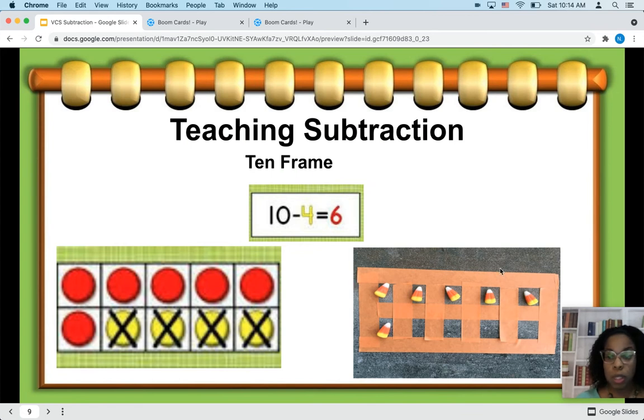You can also use tape on a table or desk or potentially a floor to create a 10 frame. In this case, we're using food items, so it would typically be on the desk or table. And here we had 10 candy corns. We have taken away 4, and now we're left with 6. So snack and mealtime is a great time to talk about subtraction because it happens naturally. While you're eating, you are taking away.